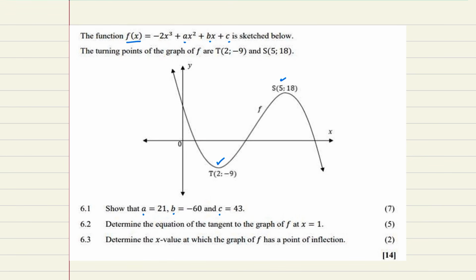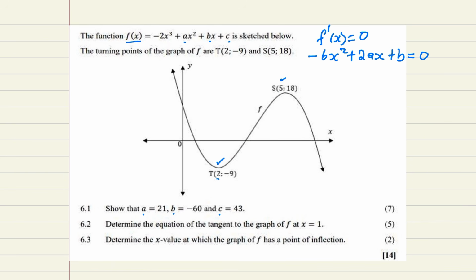Remember, these are turning points, so turning points are stationary points. To find stationary points, you have to find the first derivative and equate to 0. So the first derivative of x is equal to 0. Then this will be negative 6x squared plus 2ax plus b equals 0.